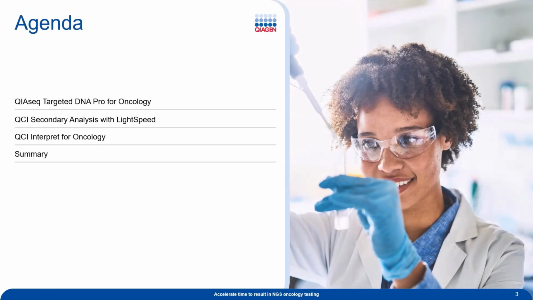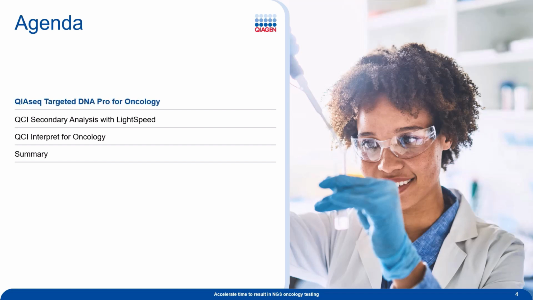For the agenda, we have the complete sample to insight overview for you that starts with an overview of the QIAGEN targeted DNA Pro panels for library preparation and some performance data. I will then give you a very brief process laid out in QCI secondary analysis with Lightspeed. I will then hand over to my colleague Uma to provide you with an overview of QCI Interpret for oncology.